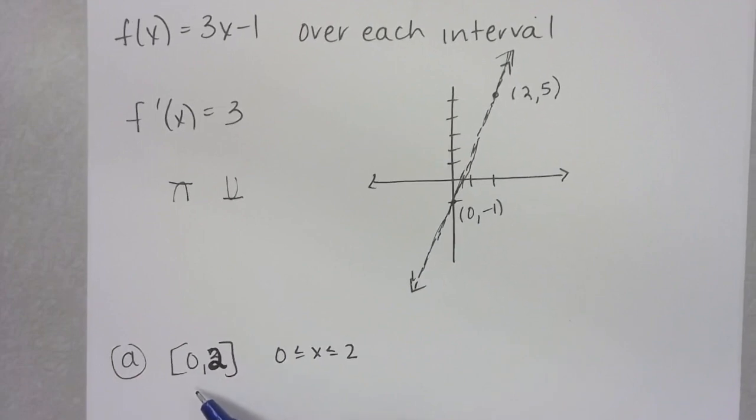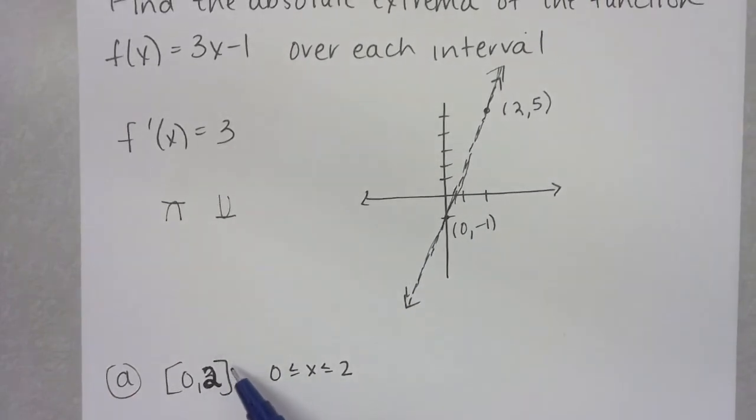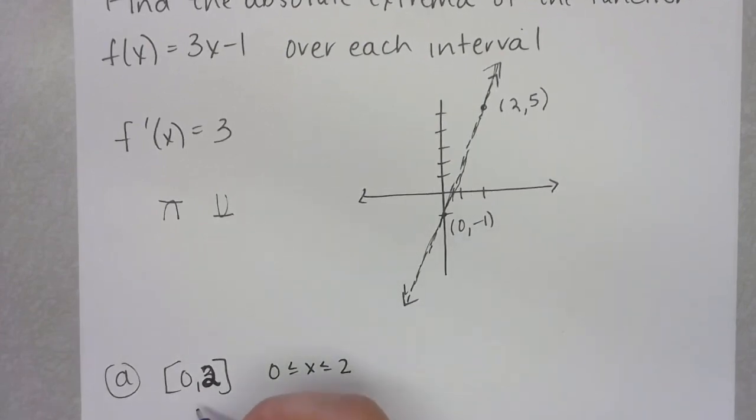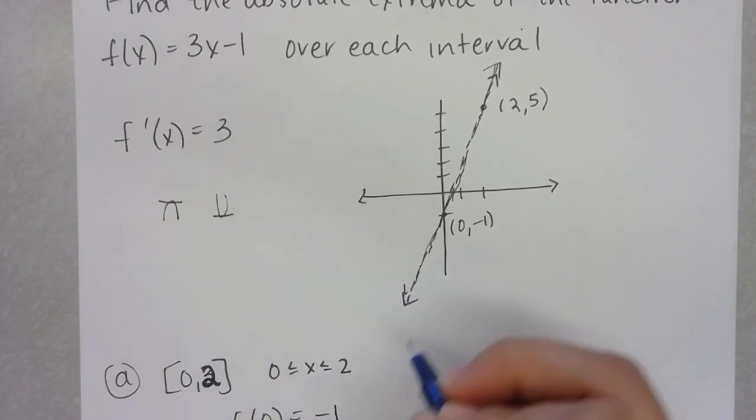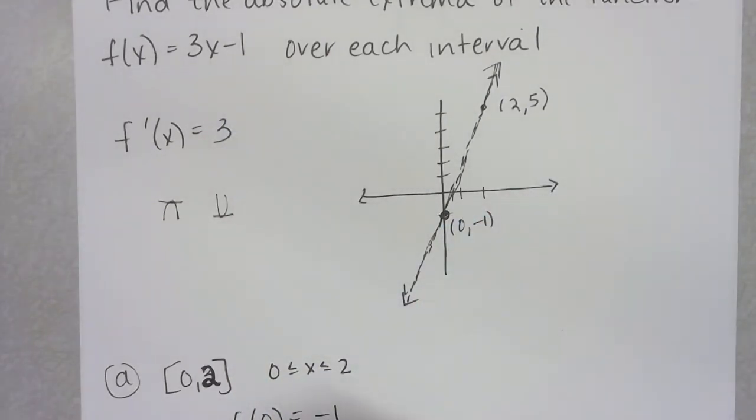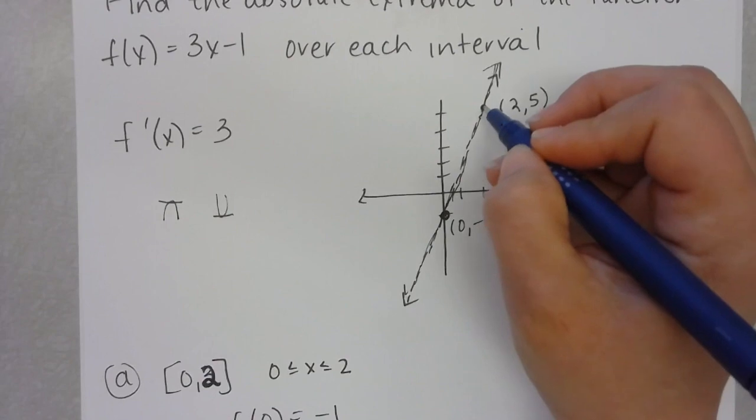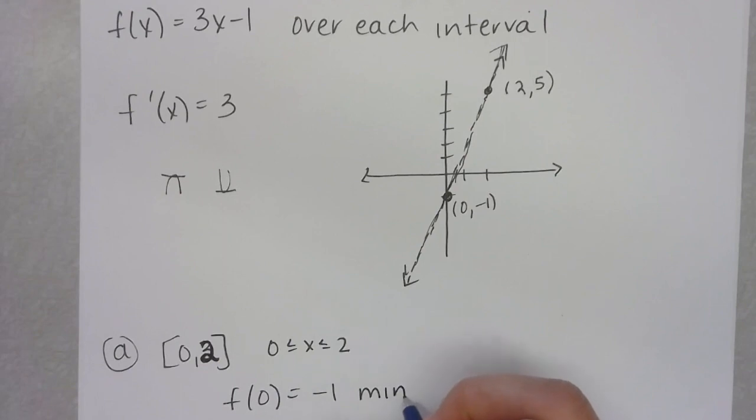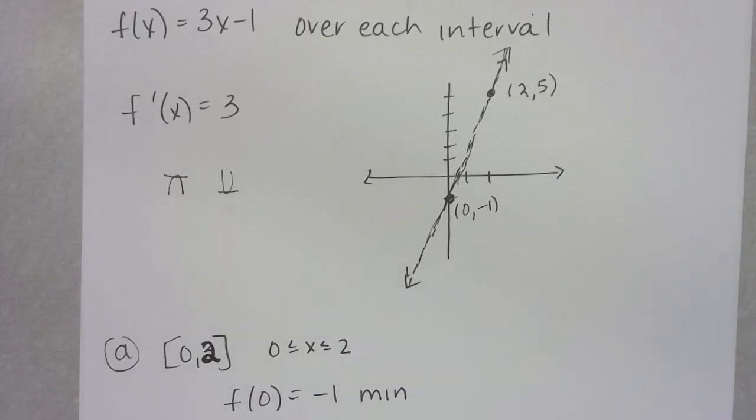The first interval I'm going to look at is between 0 and 2. I'm using the closed bracket, so that means I'm on a closed interval, and I'm guaranteed a min and a max. From my graph, if I plug in f of 0, I get negative 1. That's that point right there. If I plug in 2, my other endpoint, I get 5. That's this point up here. Since I have no critical numbers, this is the min and this is the max. So I'm guaranteed a min and a max in a closed interval where the endpoints are included.